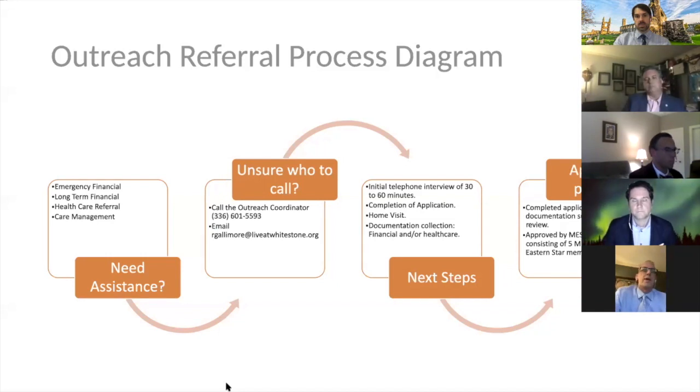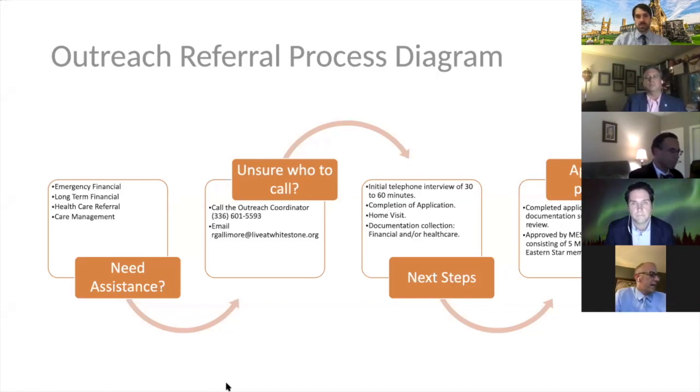We submit it to the Mesh LLC Board of Managers, which consists of 5 members, all Masons or Eastern Star members, and they make a determination on the application. And then I'll tell you that in my experience the Mesh LLC Board of Managers are very generous in terms of providing assistance, because we've been getting a lot of assistance applications over the past several months. And like I said, we have more help to give. So it's been a good partnership.